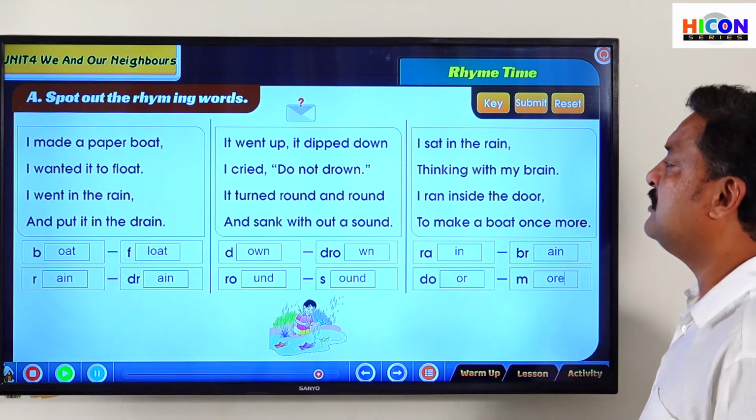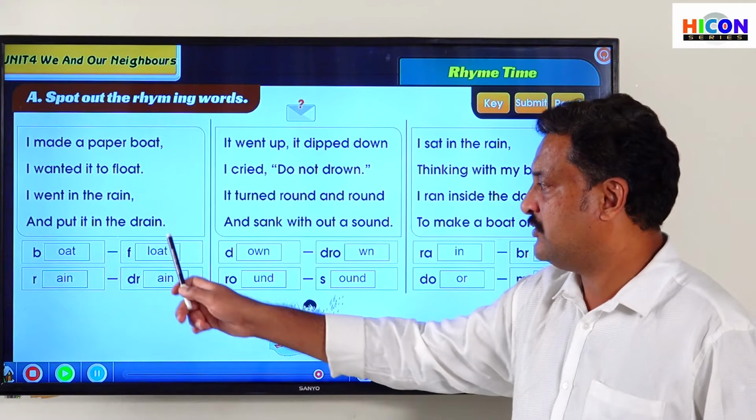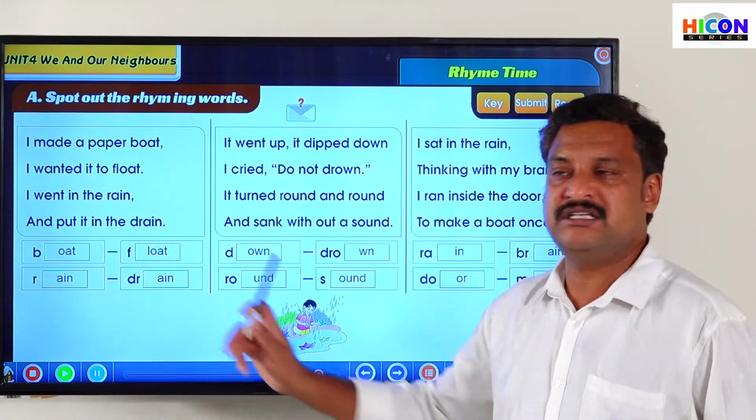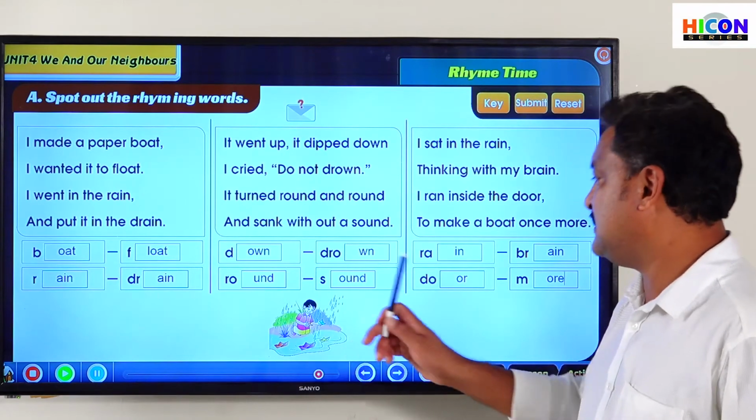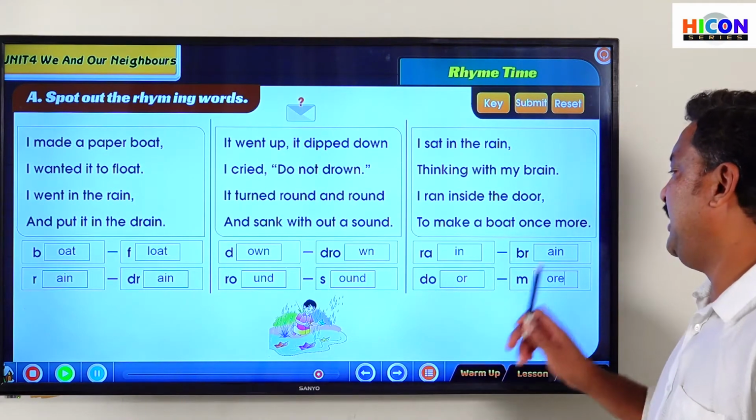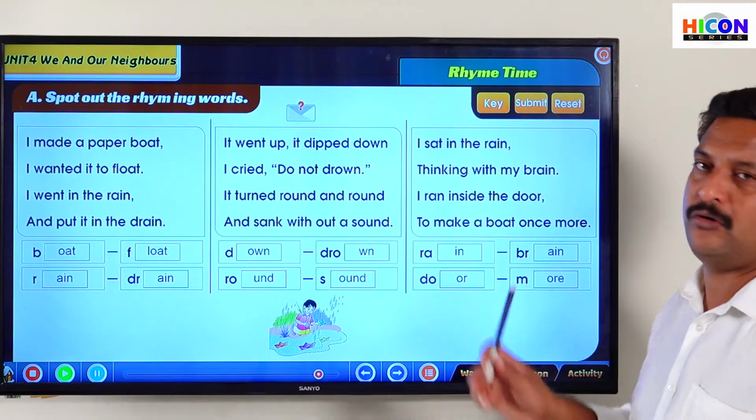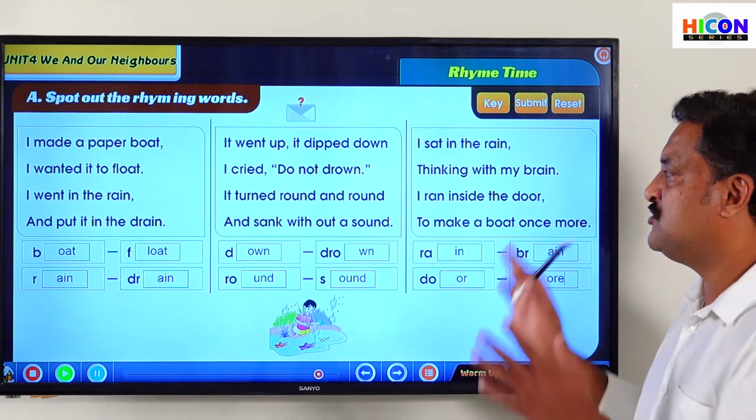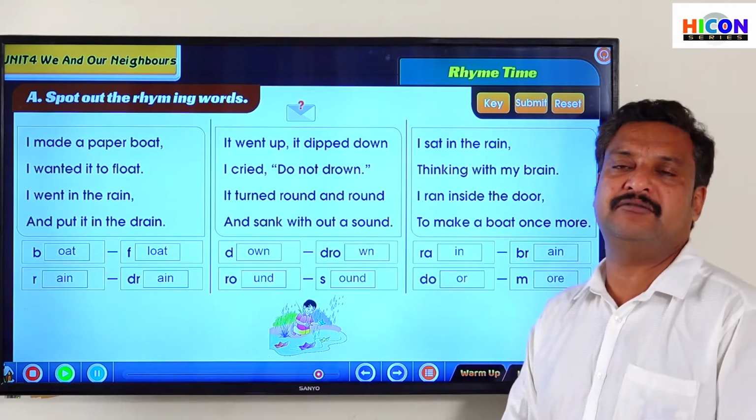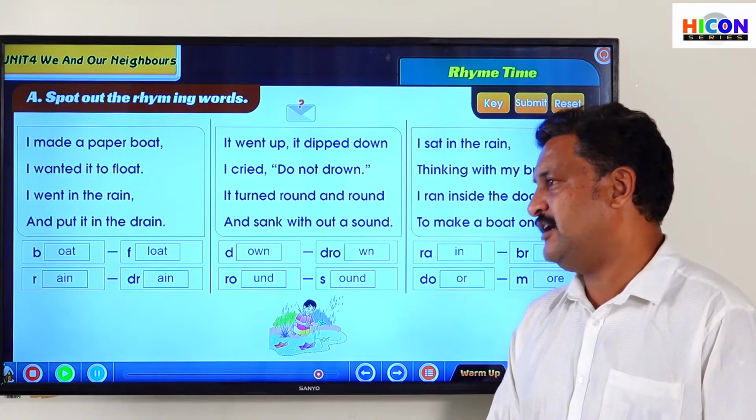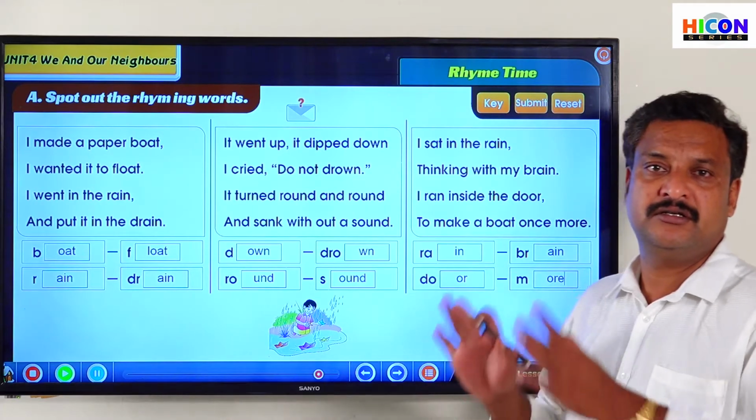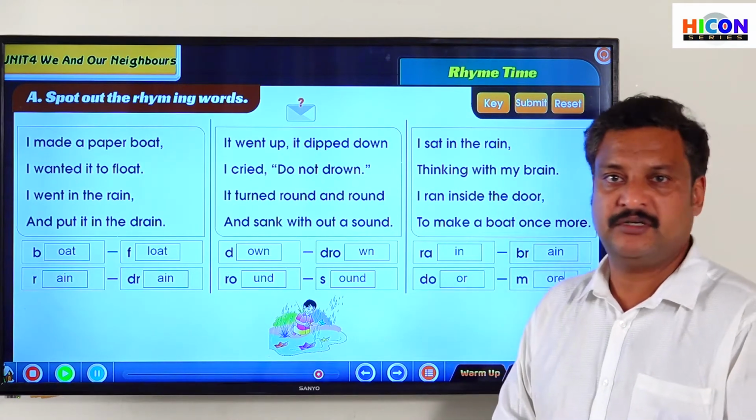So what are the rhyming words in this? Boat, float, rain, drain, down, drown, round, sound, rain, brain, door, more. Okay, so these are the rhyming words that we have in this poem. Fine. So I'll keep the screen the same for another minute so that you can have a look at it, right?